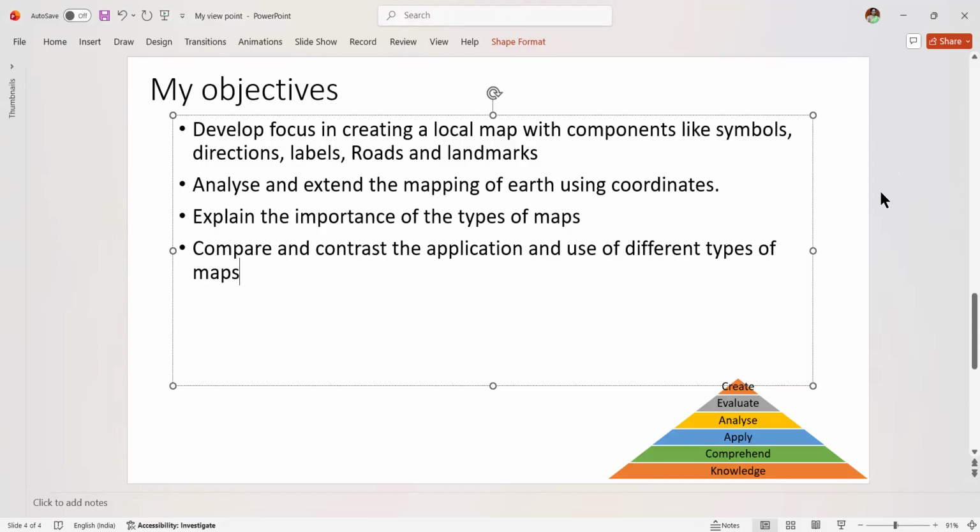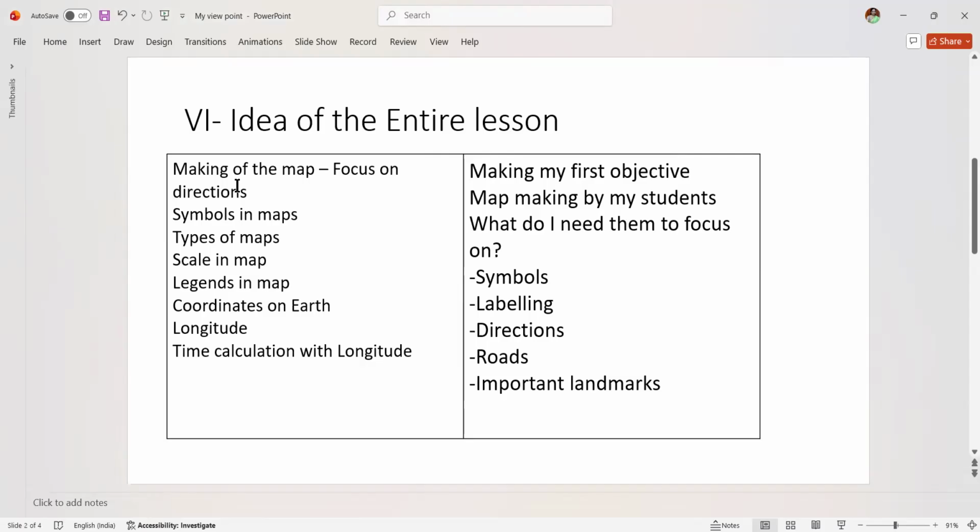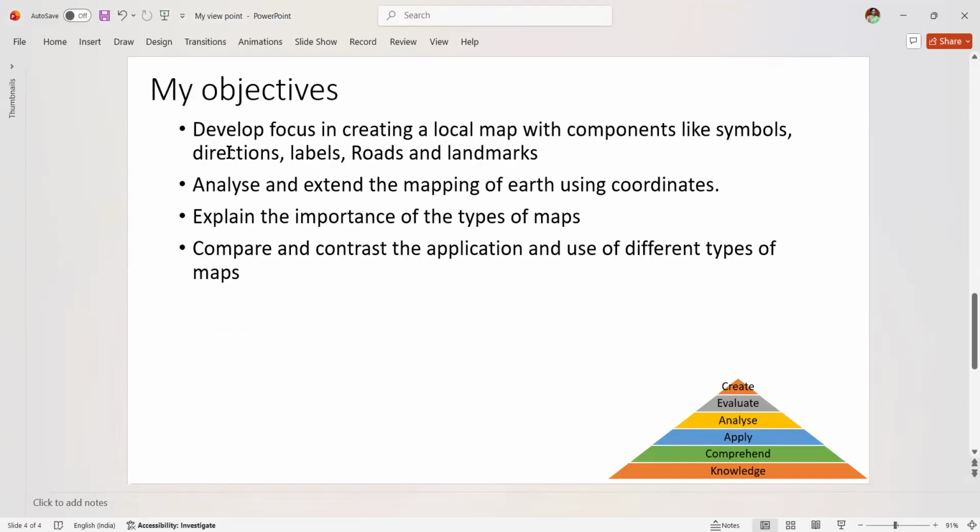Now let us just revisit our lesson again on locating places on Earth. Can you see? We have looked at making of maps, focusing on direction, how to focus on symbols in maps, types of maps. We have come up to this part. So in order to reach this, the objectives that we have taken are: develop focus in creating a local map with components like symbols, directions, labels, roads, and landmarks; analyze and extend the mapping of Earth using coordinates; explain the importance of types of maps; compare and contrast the application and use of different types of map.